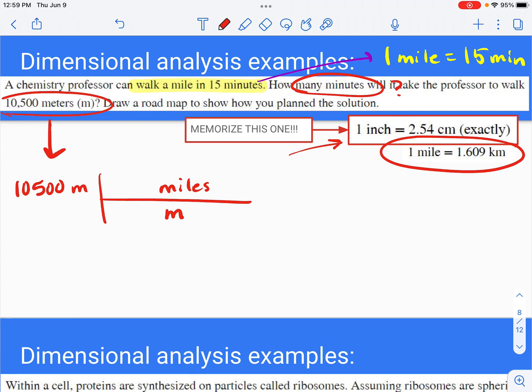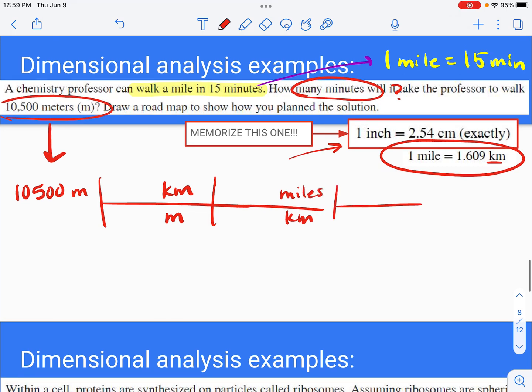oh, can't do that because this is kilometers, sorry. I have to go meters. Sorry, I had a little bit of a step back there. Meters to kilometers, okay? And then kilometers to miles, and then miles to minutes, okay? So your metric conversions, this would be 1 kilometer is 1,000 meters. You need to memorize that. This is exact, so it has unlimited sig figs.